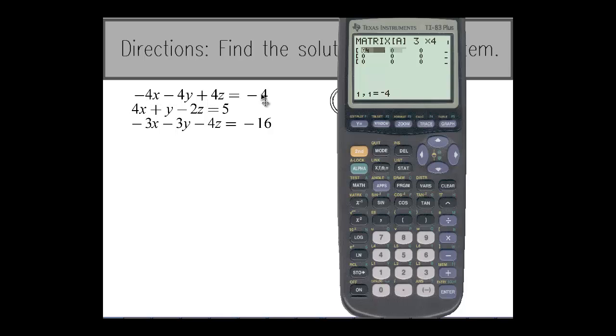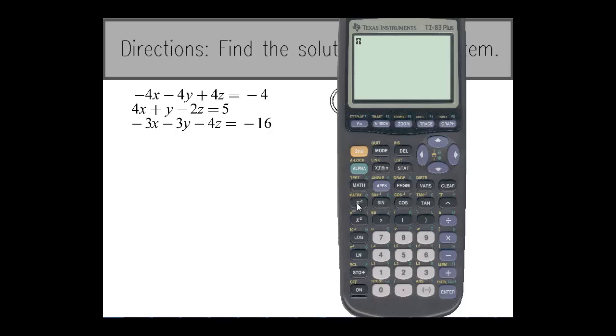So we do negative 4, enter, negative 4, enter, 4, enter, negative 4, enter. Then we do the next row, which is 4. There's no coefficient on y, so we put a 1. Then we do negative 2 and 5. Our last row, we're going to do negative 3, negative 3, negative 4, and then negative 16. Once we have them all entered in, we have to get out of this screen, so we do second quit.